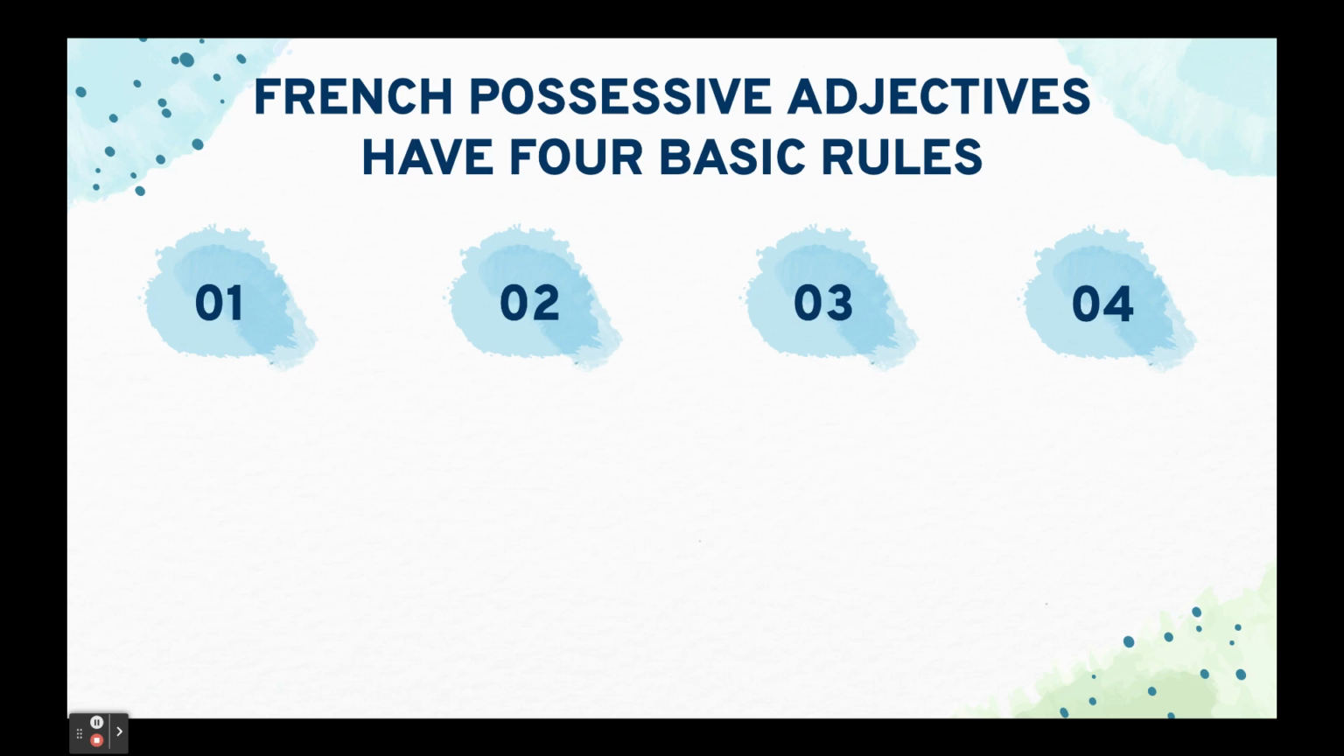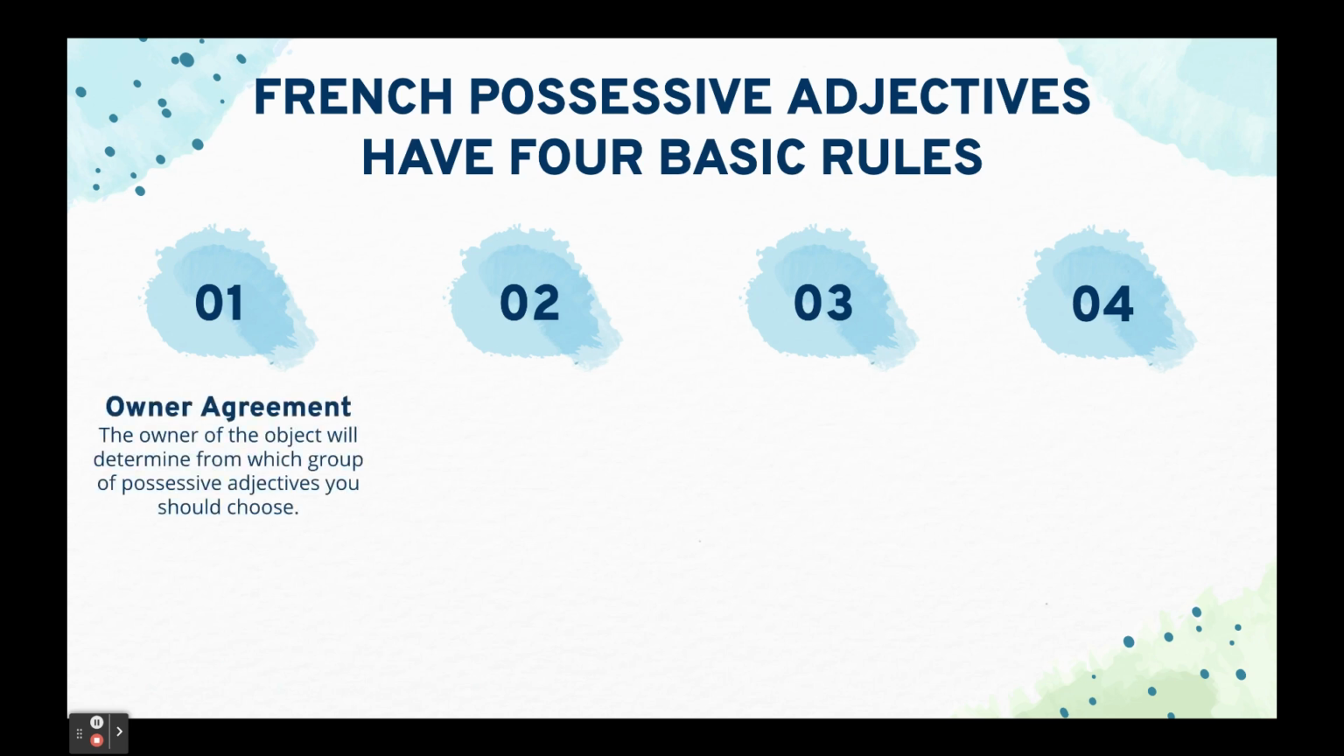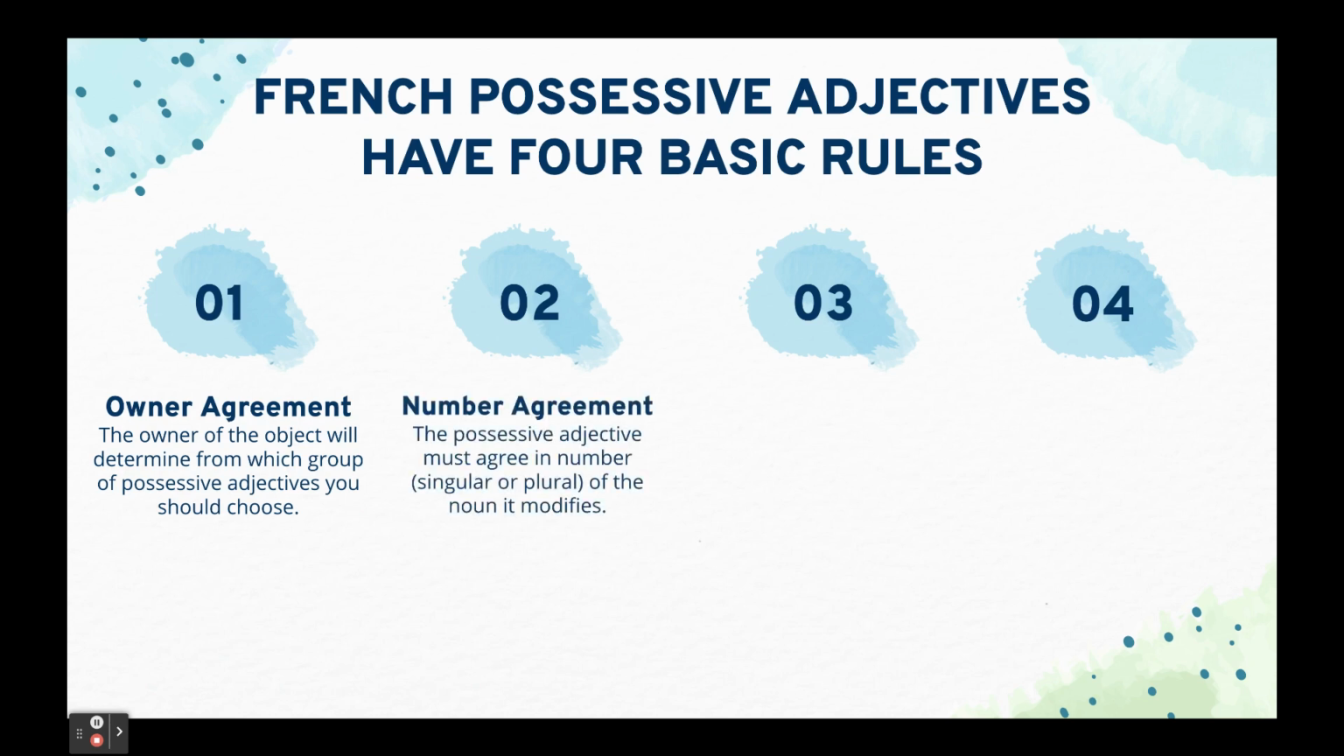Now, four rules don't all apply anymore, but let's just review what they were. The first one, owner agreement. So who owns the object? That determines which group of possessive adjectives you should choose from. The second rule, number agreement. Your possessive adjective must agree, singular or plural, with the noun it modifies. So is the noun, the object that is owned, singular or plural?